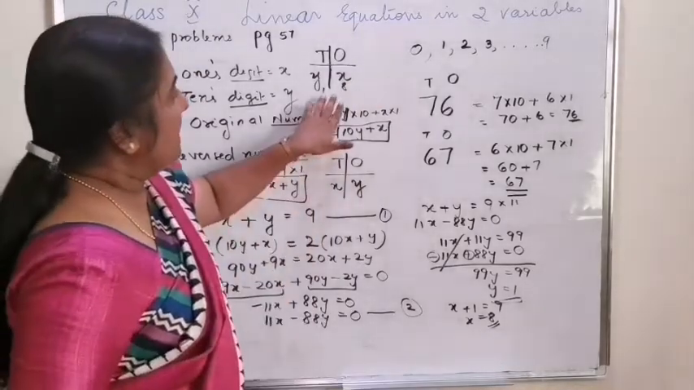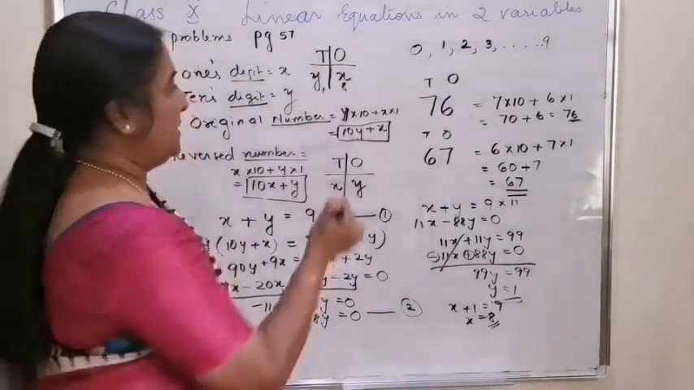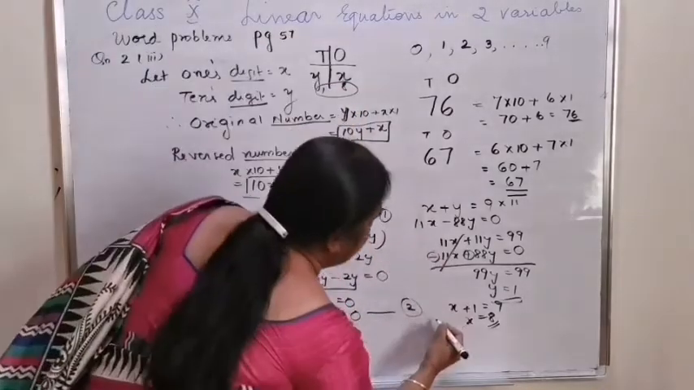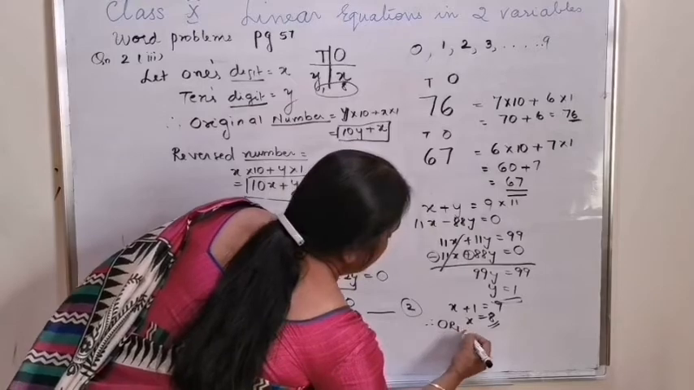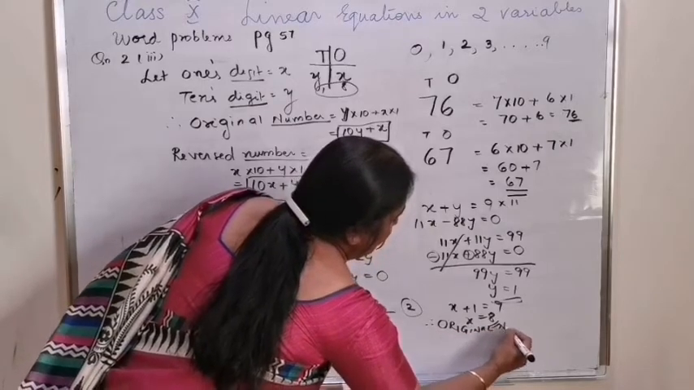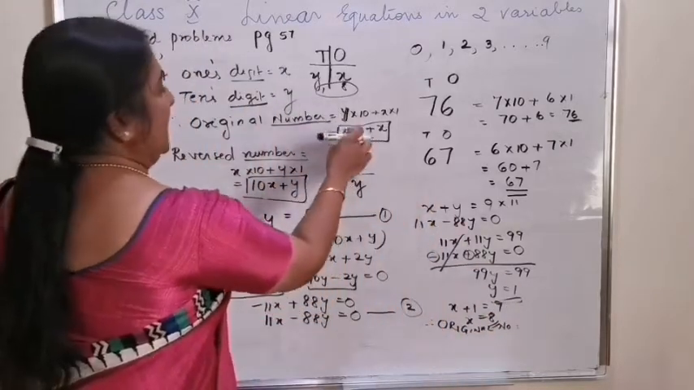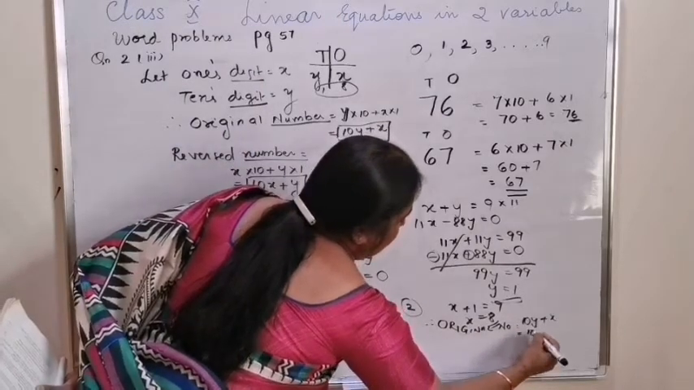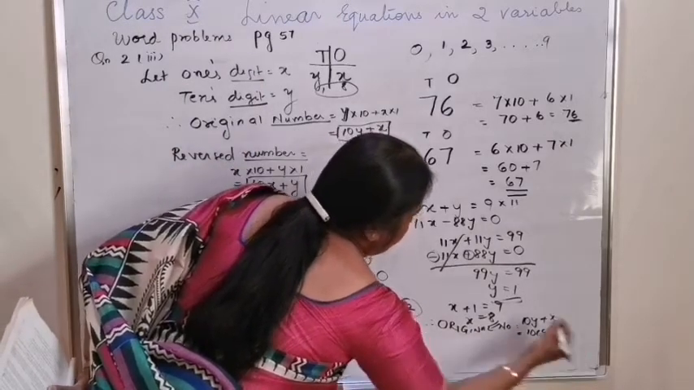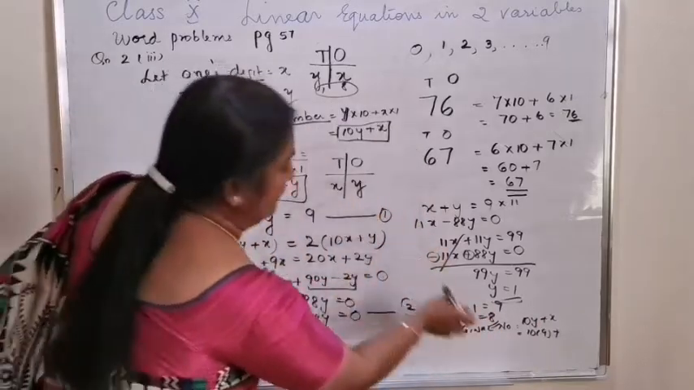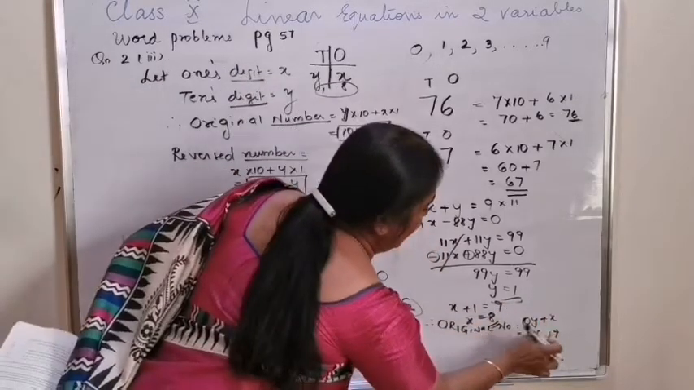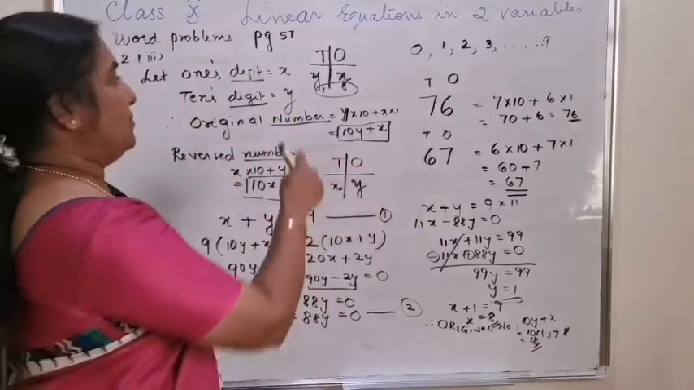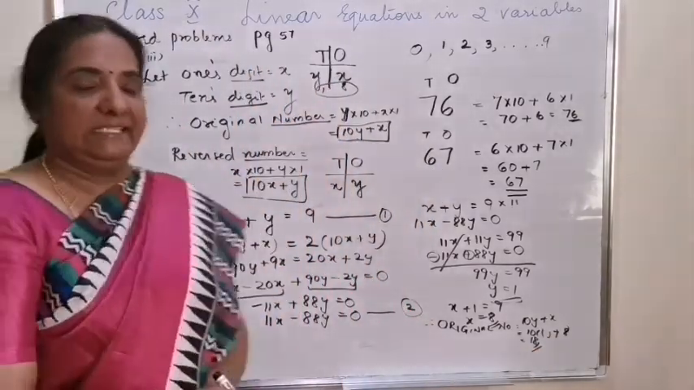and if you substitute, therefore the original number is equal to 10y plus x, which is equal to 10 into 1 plus 8, or 18. So the original number is 18.